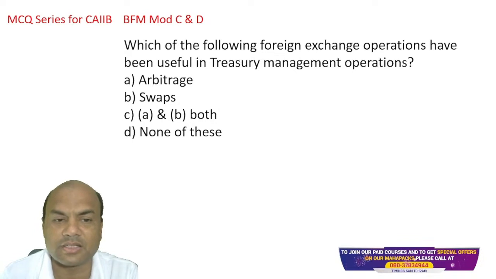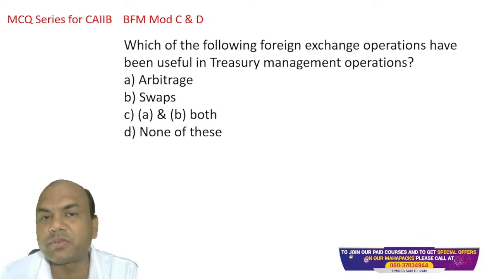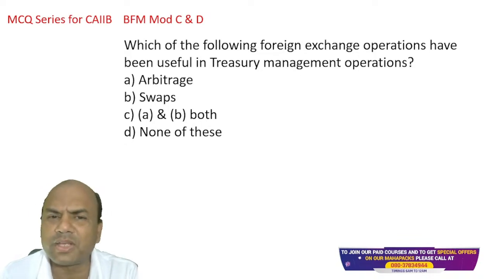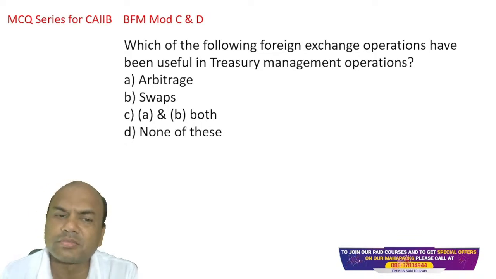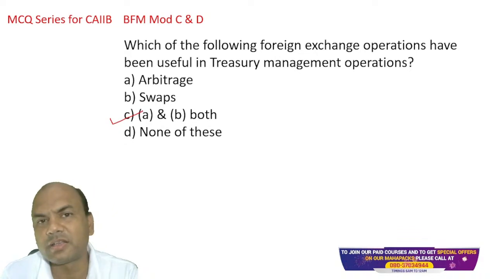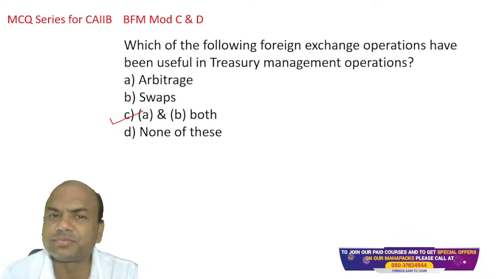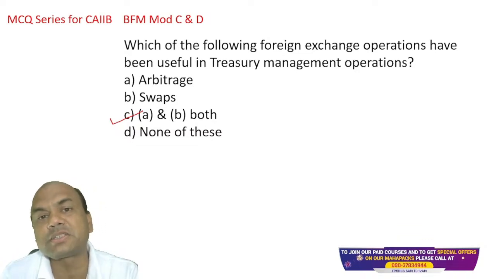Let me see what the answers are in the comment section. I know all of the answers are C, right? But the problem is, do we understand arbitrage and swaps? We have just heard the names.